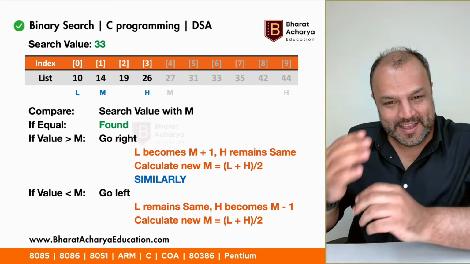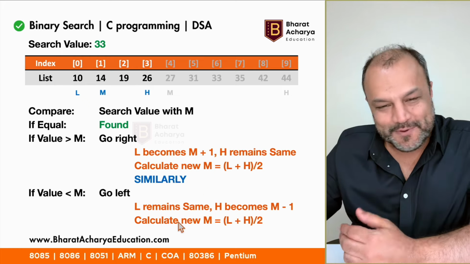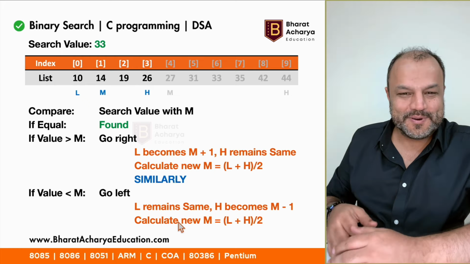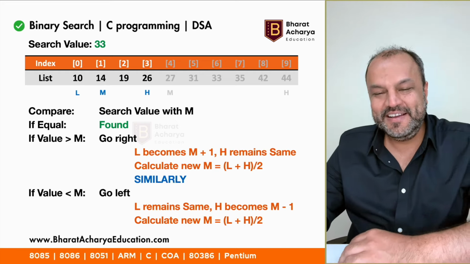Can you repeat? Can you say this to yourself? If you can say this, you understood the algorithm. You'll be able to write the code like this. We, of course, will write it. We'll play with it. Come on.